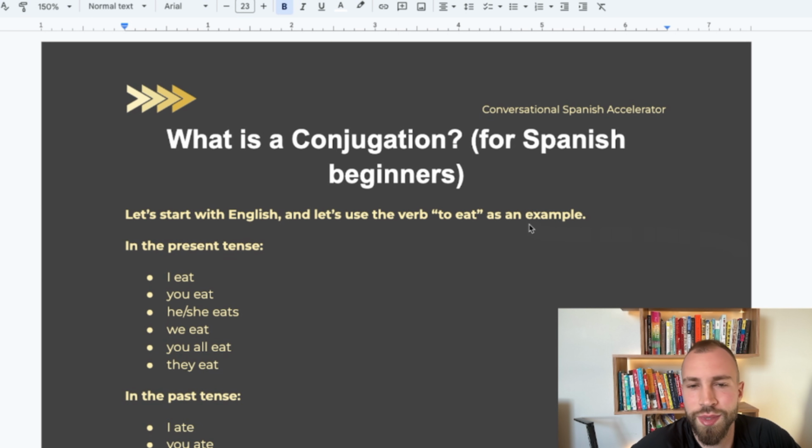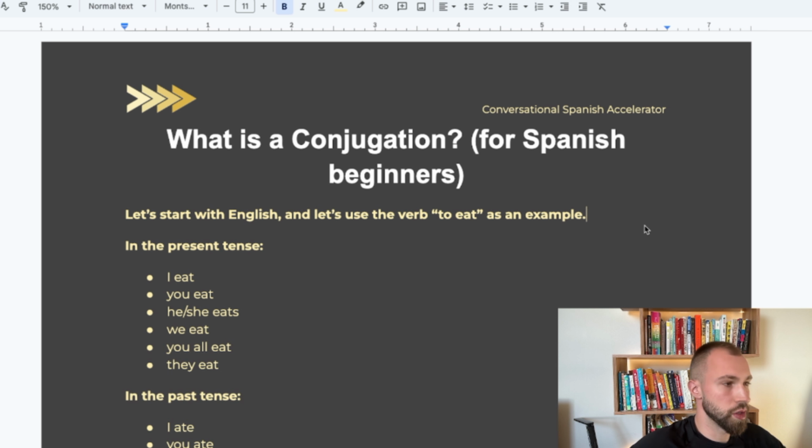All right, today we're going to go over something that's really important when you're learning Spanish, which is conjugations. What actually is a conjugation? This is only for you if you're a complete beginner, or if you've been studying Spanish for a while and you still don't know what a conjugation is, then this is really holding you back massively.